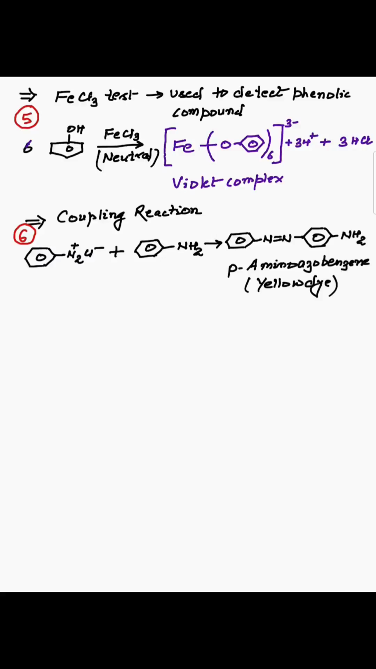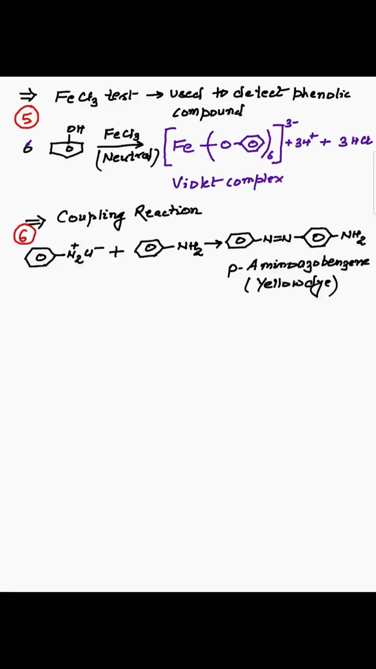The fifth concept involves the FeCl3 test. This is famous as the neutral FeCl3 test. This is used to detect phenolic compounds. As you can see, 6 moles of phenol will react with FeCl3, which is in neutral condition, to give a violet complex, and along with that 3H plus and 3HCl are also formed as byproducts. Now number 6 is the coupling reaction. The coupling reaction involves benzene diazonium chloride, or you can say benzene diazonium salt. This will react with aniline to give para-amino azobenzene, which is a yellow dye.